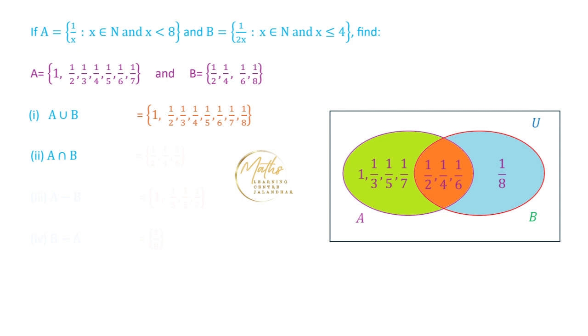Next we have A intersection B. When we are talking about A intersection B, the common elements we have over here are 1 by 2, 1 by 4 and 1 by 6.